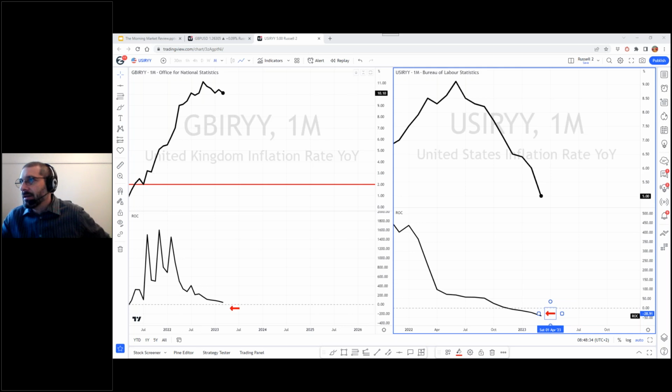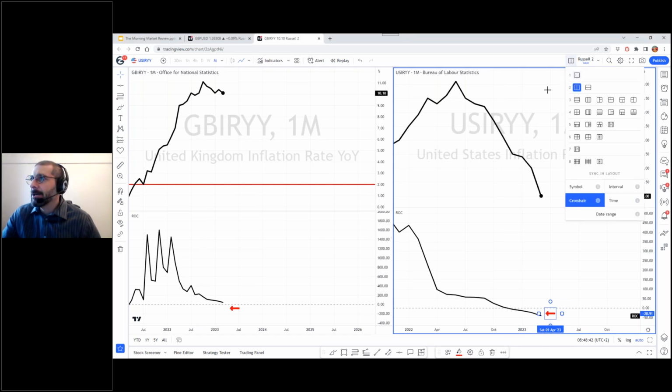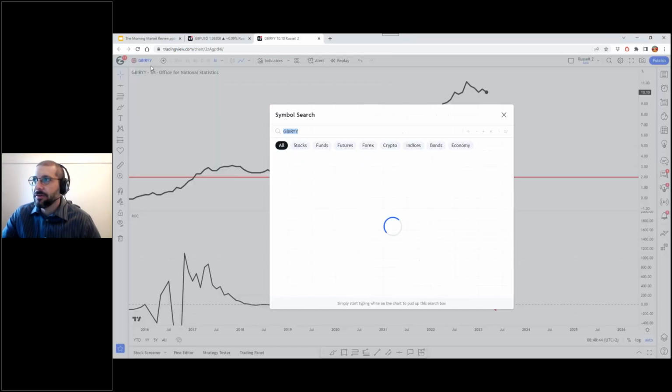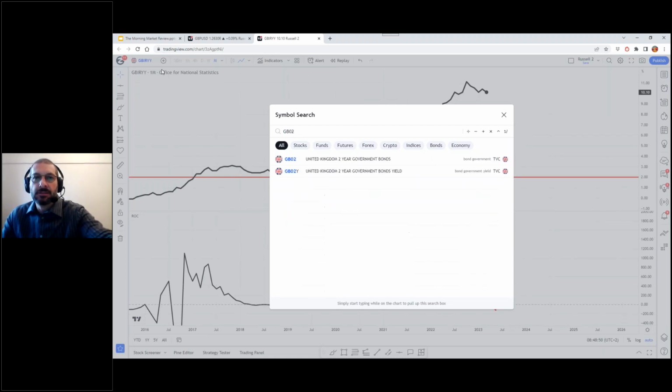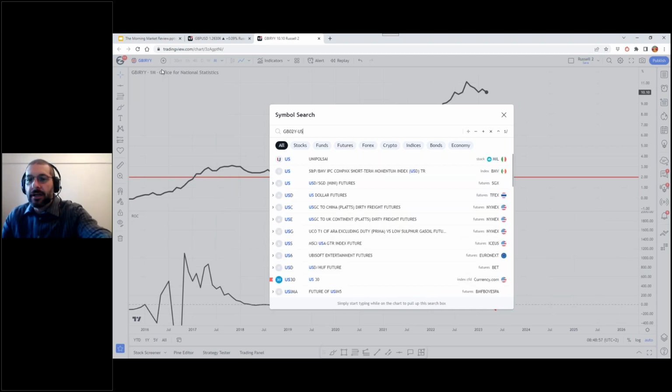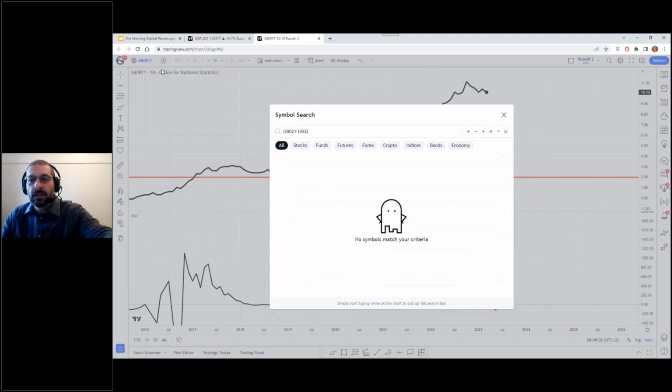Okay, so we've taken a look at this. What does it mean for us as traders? Well, let's take a look at the 2-year gilt and the 2-year note, the US 2-year note.